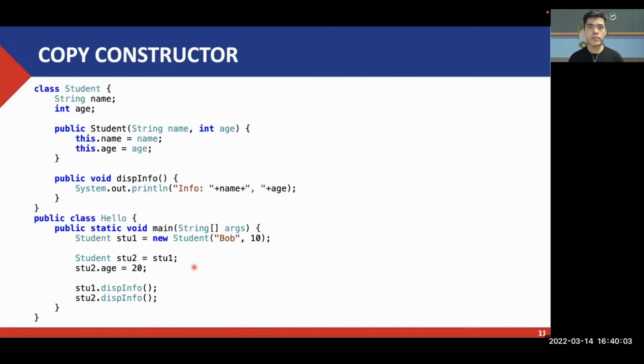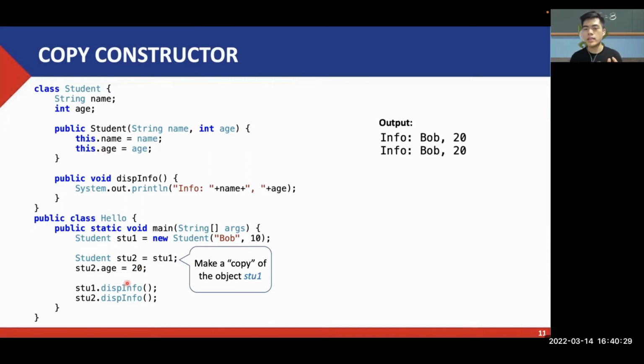Now, in order to understand more about constructors, I would like to introduce two common concepts about constructors. The first one is copy constructors. Assume that we have a class Student and we want to create an object for a 10-year-old student Bob. Then we want to make a copy of that object for another student who is also named Bob, but the age is 20. Now, can you guess the output?